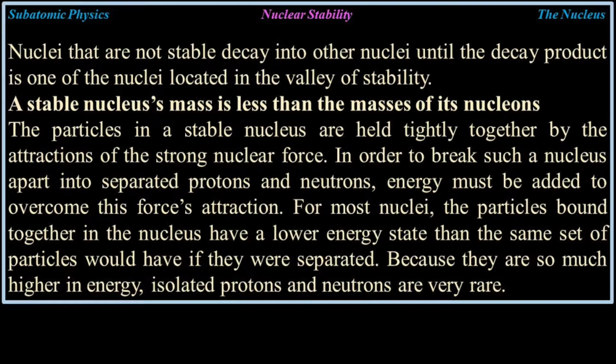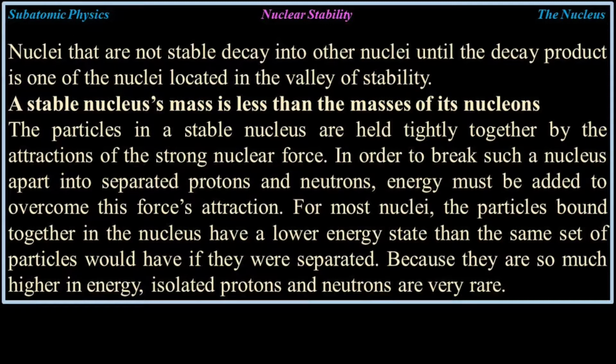Nuclei that are not stable decay into other nuclei until the decay product is one of the nuclei located in the valley of stability. A stable nucleus's mass is less than the masses of its nucleons. The particles in the stable nucleus are held tightly together by the attractions of the strong nuclear force.